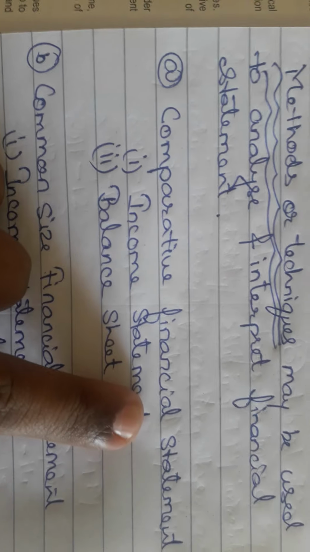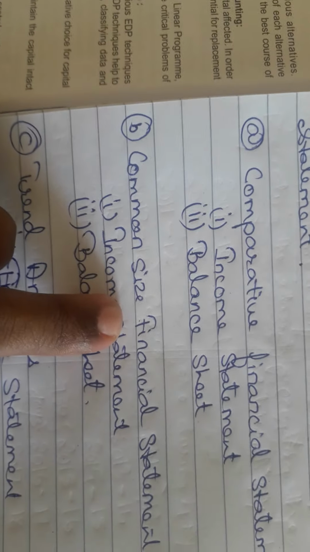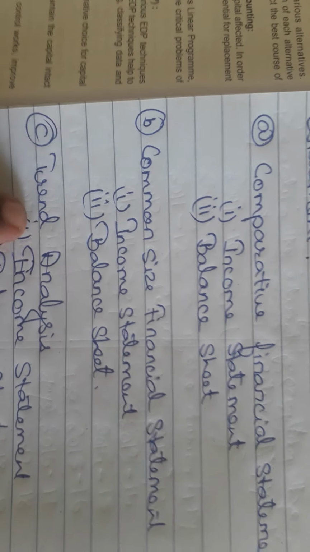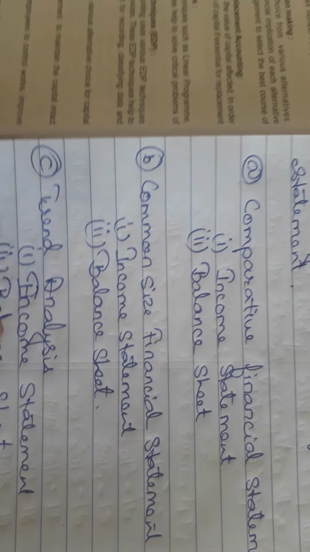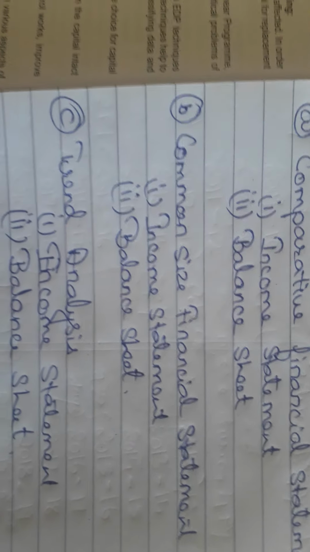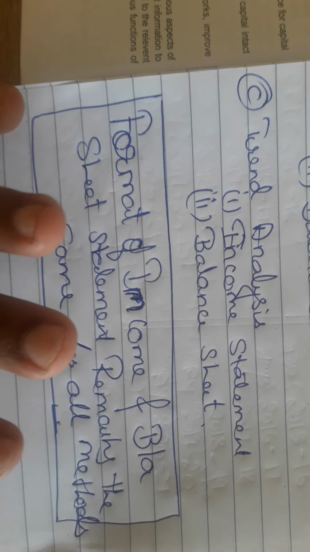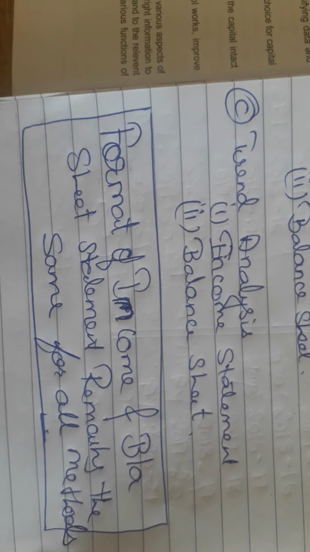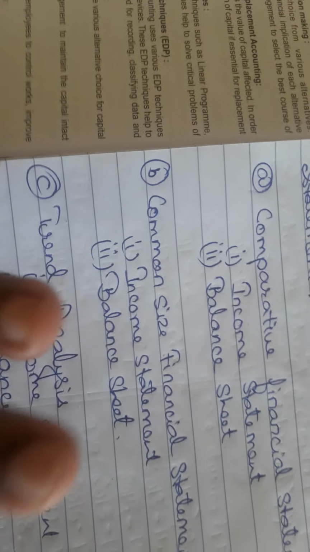We call it, first one as comparative financial statement, under that income and balance sheet; another, common size, under that income and balance sheet; trend analysis, income and balance sheet. Clear? Now, income statement and balance sheet, the statement format remains the same, only the columns will go on changing. Clear? You have three methods, and out of that, these two are appropriately to come for 15 marks.